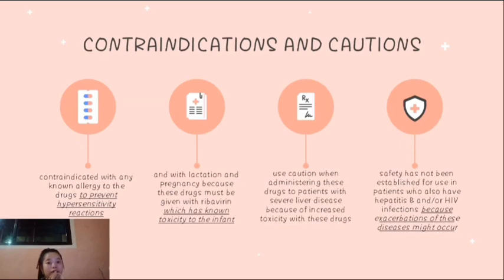And then for the contraindications and cautions, these drugs are contraindicated with any known allergy to the drugs to prevent hypersensitivity reactions and with lactation and pregnancy because these drugs must be given with ribavirin, which has known toxicity to the infant. Then, use caution when administering these drugs to patients with severe liver disease because of increased toxicity with these drugs. And then, safety has not been established for use in patients who also have hepatitis B and or HIV infections because exacerbations of these diseases might occur.